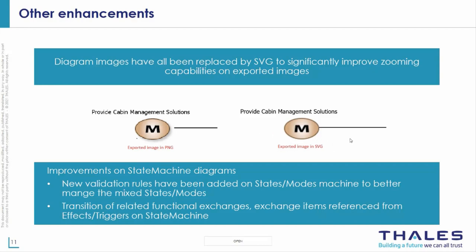We also work on state machine diagrams to add a new validation rule to better manage state machines in which elements like states and modes are mixed together. The transition of state machine also takes into account related functional exchange and exchange items that are referenced from other elements such as effects or triggers, which is not the case in the previous version.